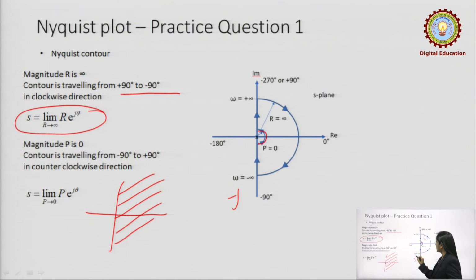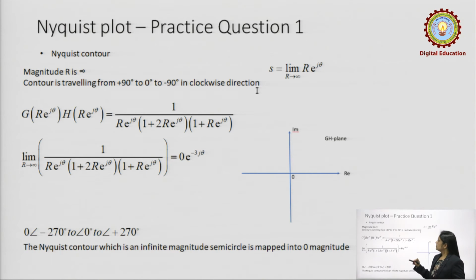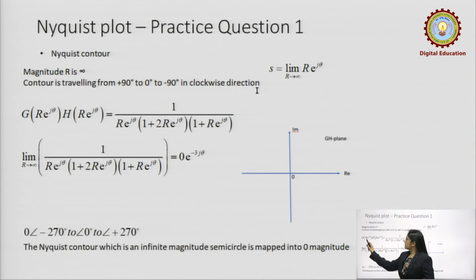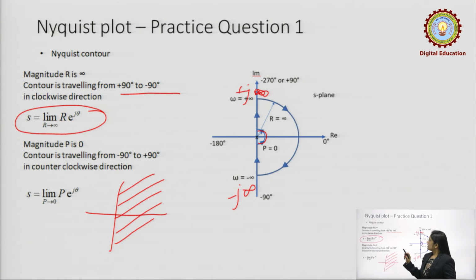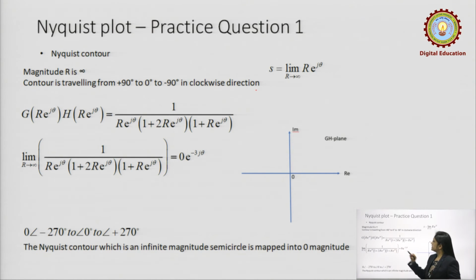This is nothing but -j infinity to +j infinity. It is an infinite radius circle. Now, to map this part of the contour in the S plane, we have to simply substitute, in place of S, r e raised to j theta. Here, in place of S we write r e raised to j theta in 1 plus 2S, that is 1 plus 2 r e raised to j theta, 1 plus r e raised to j theta.